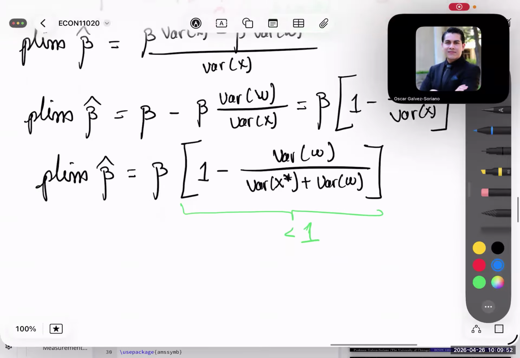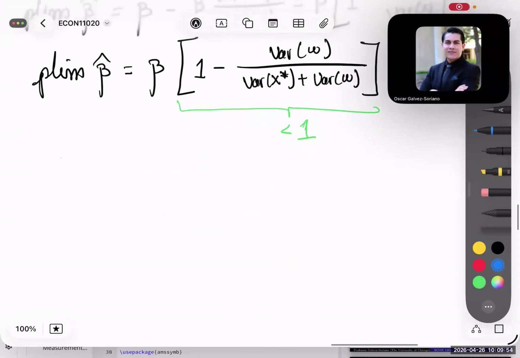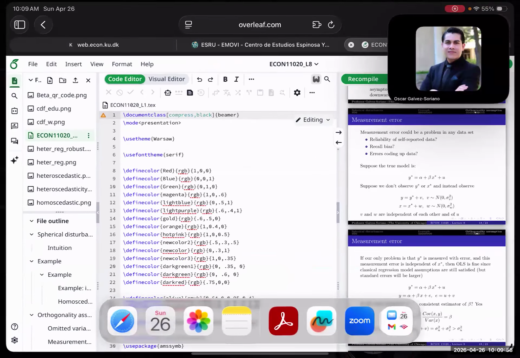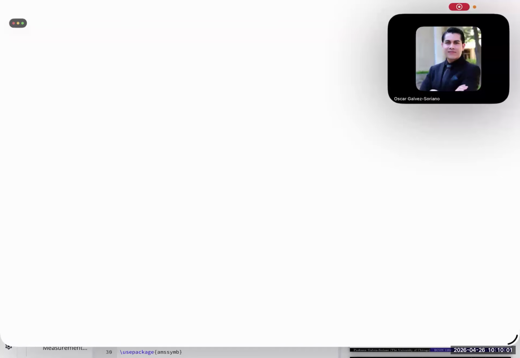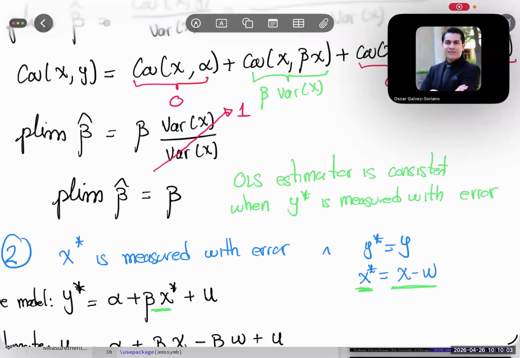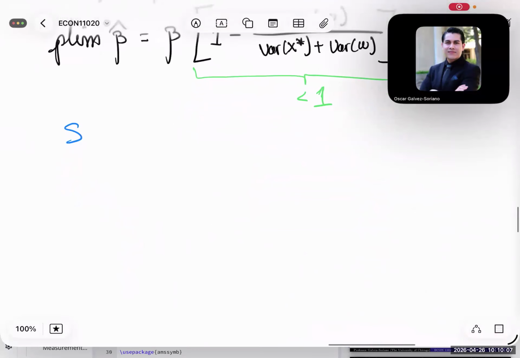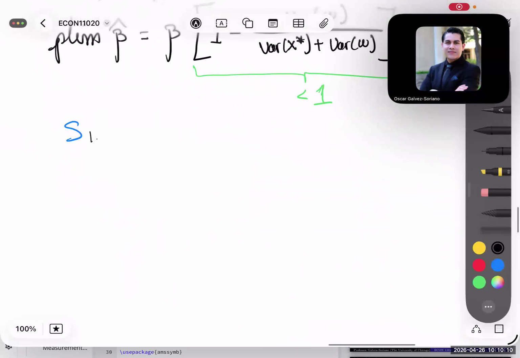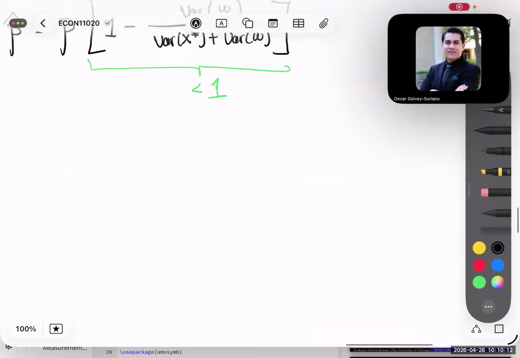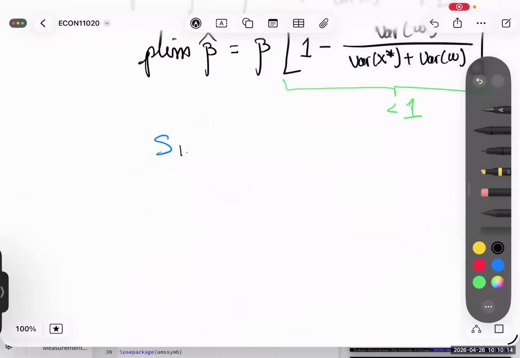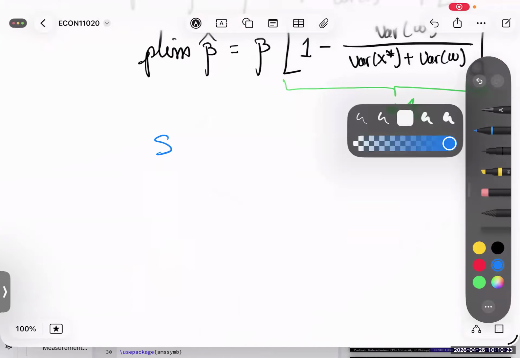Next, and this is the last case, simultaneity. Oops. For simultaneity, we have interesting stuff. Everything restarted. Let me fix this. There we go.